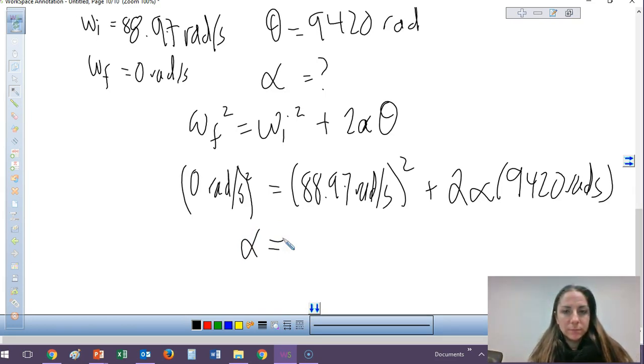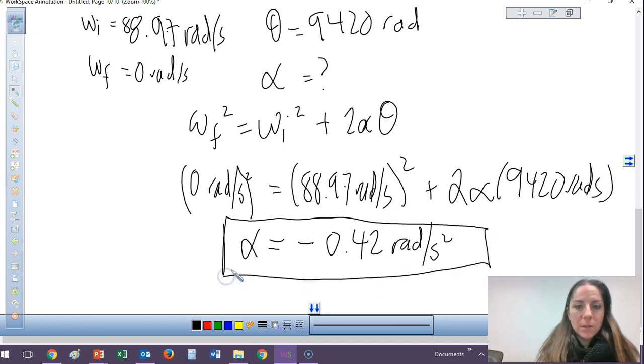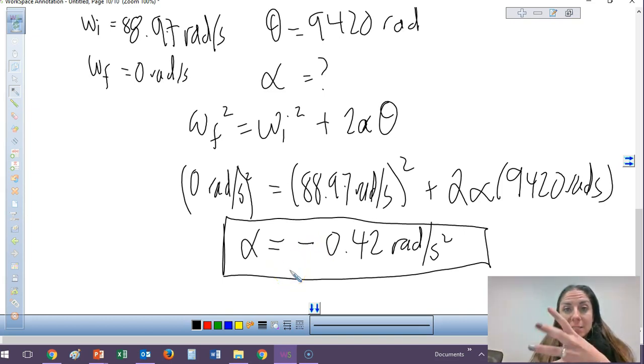88.97 squared. I'm going to subtract that over to the other side. Divided by 2, divided by 9420. So I get negative 0.42 radians per second squared from this. It means that we are essentially slowing down, because that's what the negative sign represents. We started moving fast and then we're going to rest, so we're slowing down at 0.42 radians per second squared. So that's our answer.